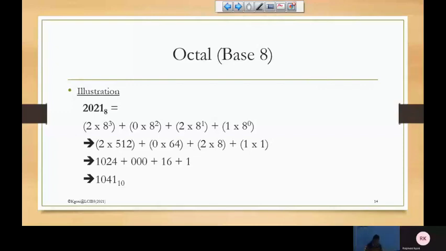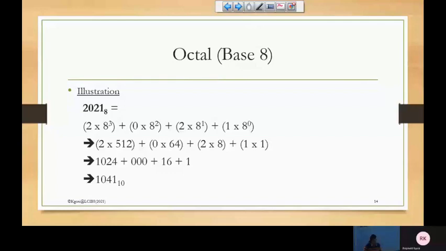In the second position there, we have 2 times the base to the power 1, because it's in position 1. The second position is position 1, remember? So the base is 8 this time, it's not 10. In the third position, it's 0 times 8 to the power 2, because it's in position 2, and the base is 8. And then the last one there is 2 times 8, the base in this particular case, to the power 3, because it's in position 3.